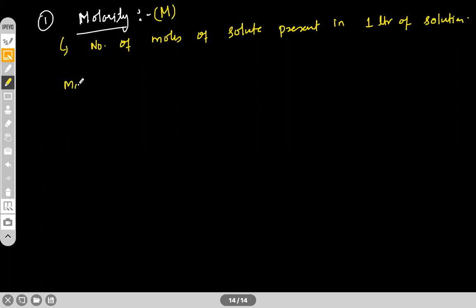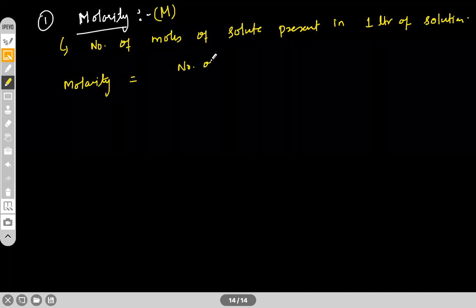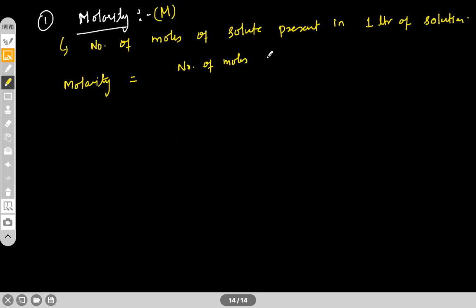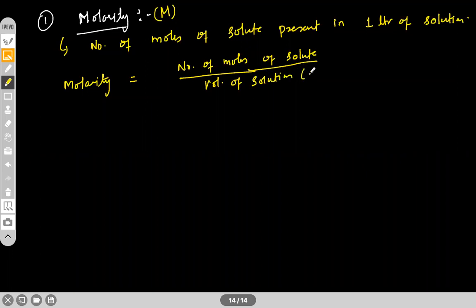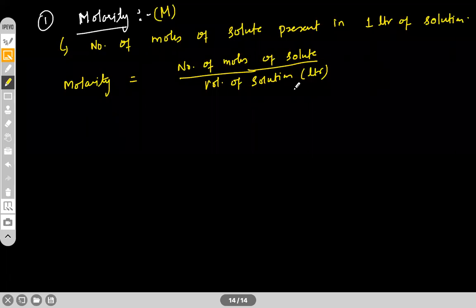So the formula of molarity is the number of moles of solute divided by volume of solution in liter. It must be in liter, right? If it is not in liter, then we have to convert this into liter. Okay. So if the volume of solution is given in ml, then what can we write?